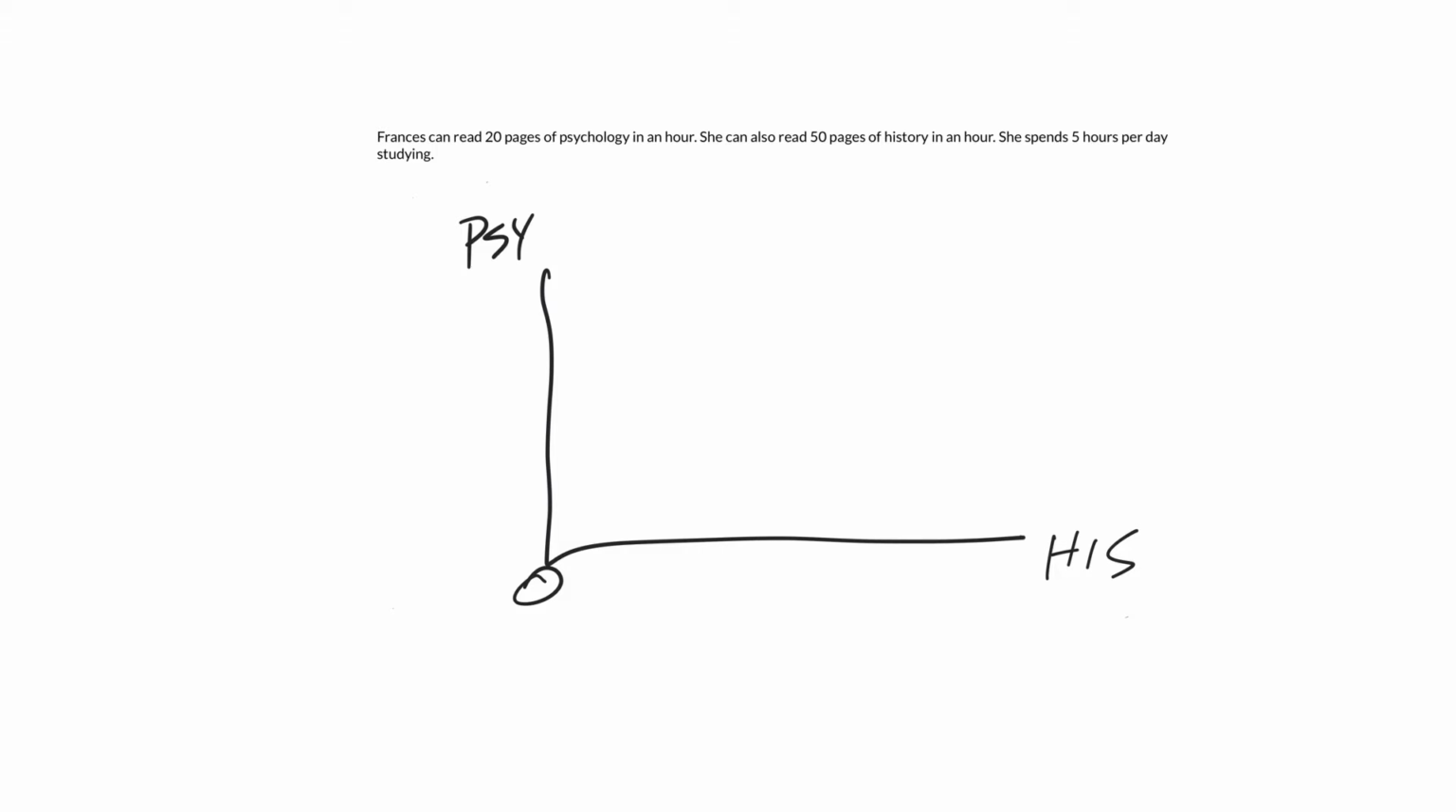The question reads, Frances can read 20 pages of psychology in an hour. She can also read 50 pages of history in an hour. Okay. We've got psychology on this axis, number of pages read. History on this axis, number of history pages read. Now, it says she spends 5 hours per day studying. So, how many pages of psychology can she read in a day?